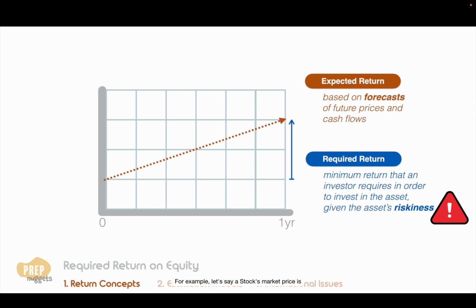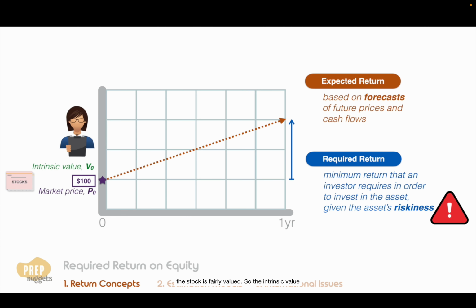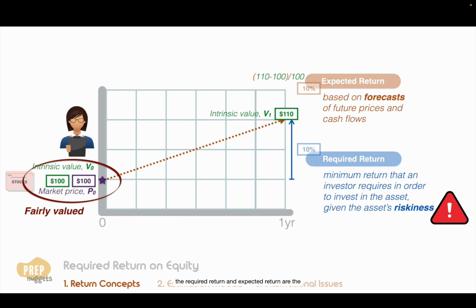For example, let's say a stock's market price is currently $100. Analysts determine that the stock is fairly valued, so the intrinsic value of the stock is currently also $100. And based on the risk characteristics of the stock, a required return of 10% is warranted. So the intrinsic value of the stock after 1 year is $110, assuming no dividends. Based on this intrinsic value, the expected return of the stock is also 10%. When a stock price is at its intrinsic value, the required return and expected return are the same.